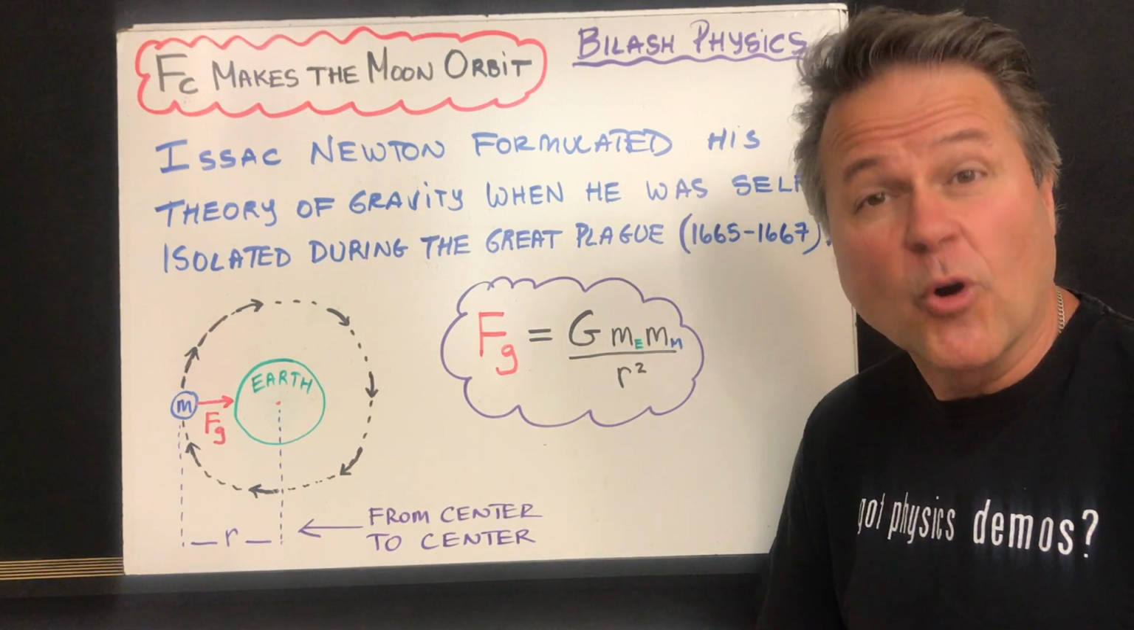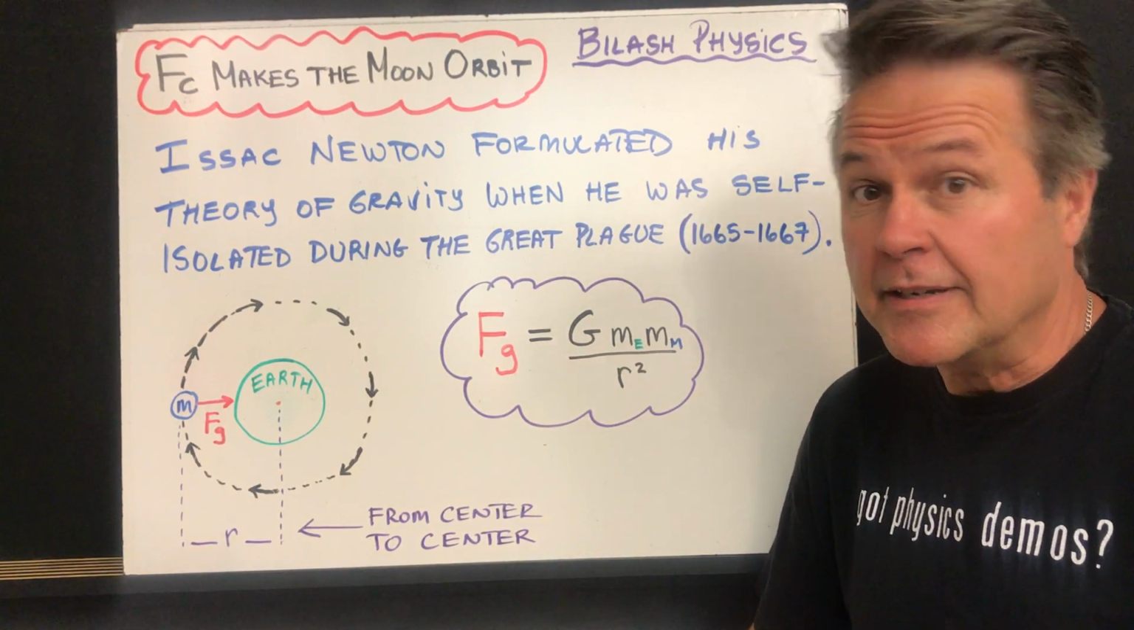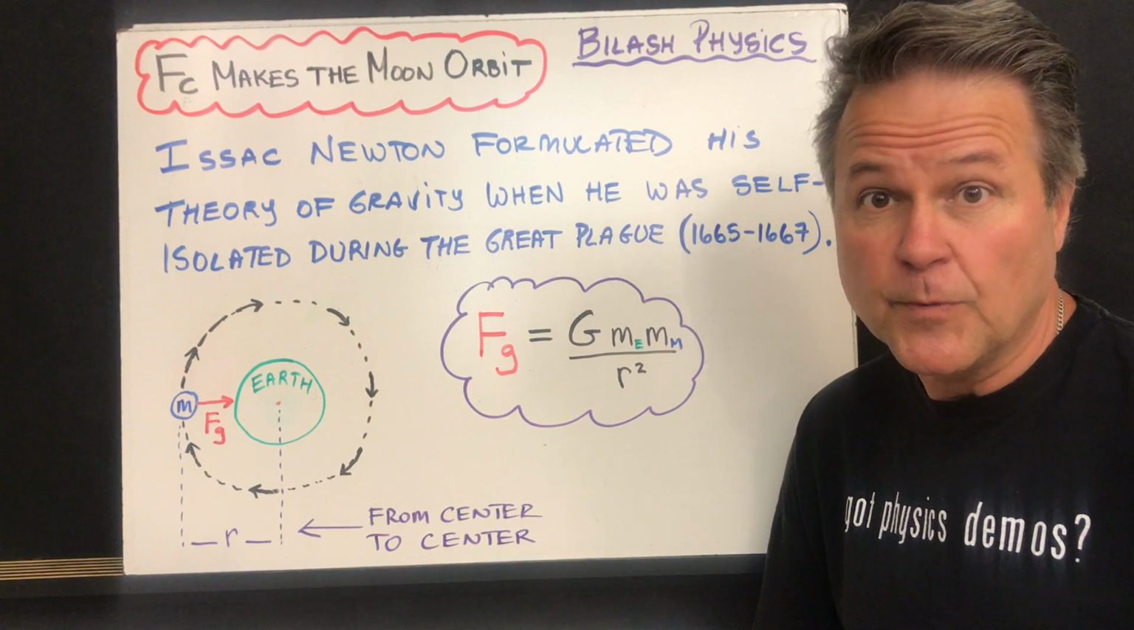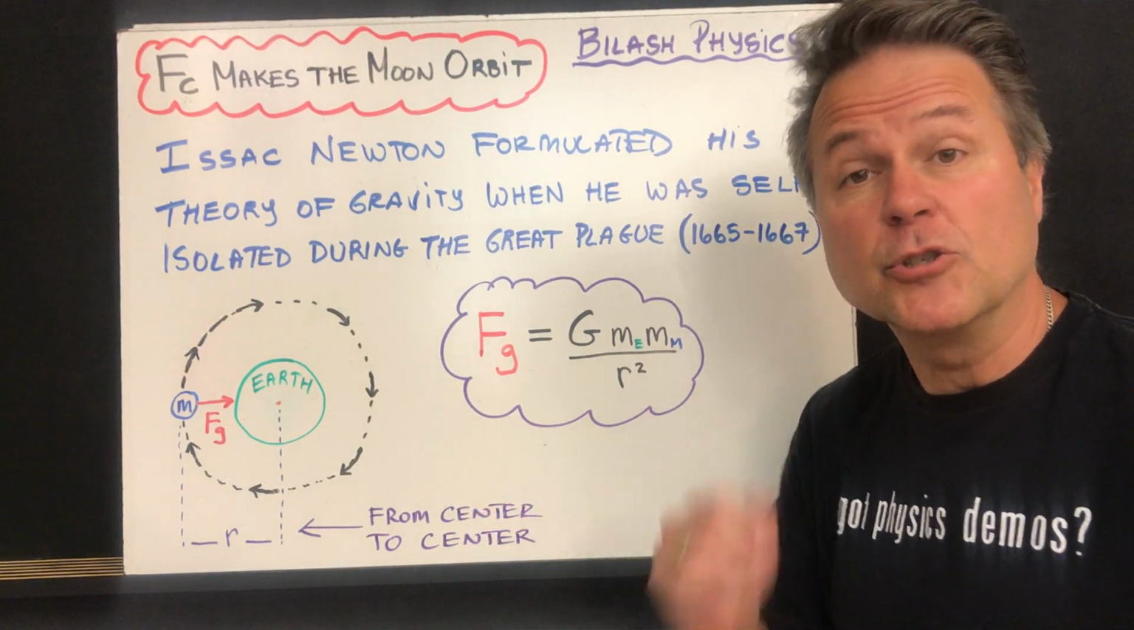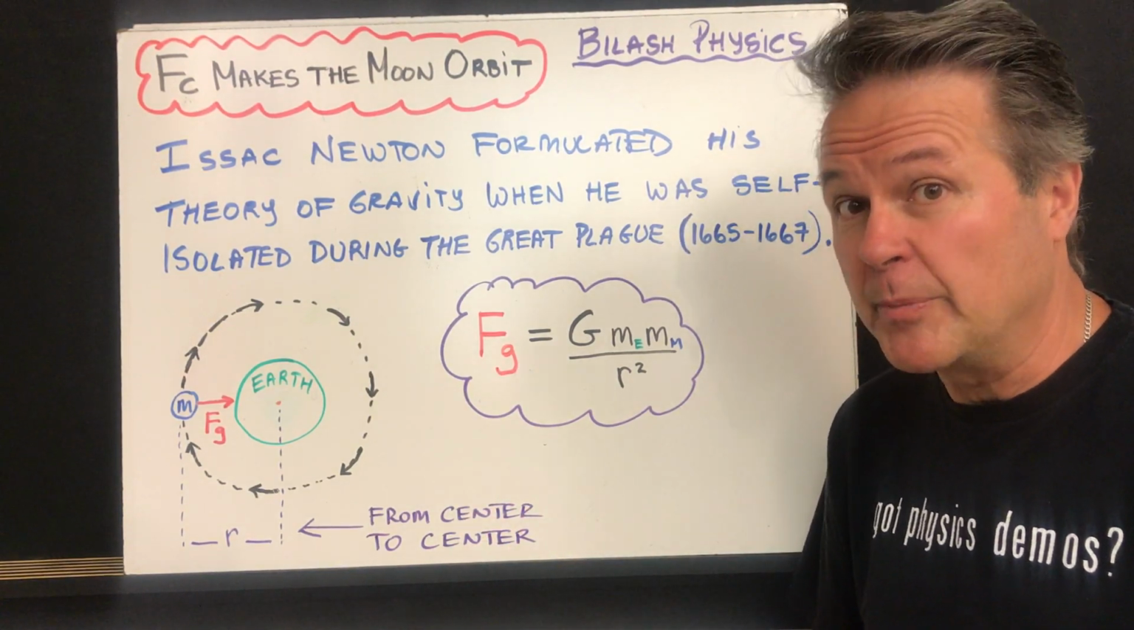What makes the moon orbit? Well, some would say it's gravity, and others would say centripetal force. Well, it's actually both. Centripetal force makes the moon orbit.